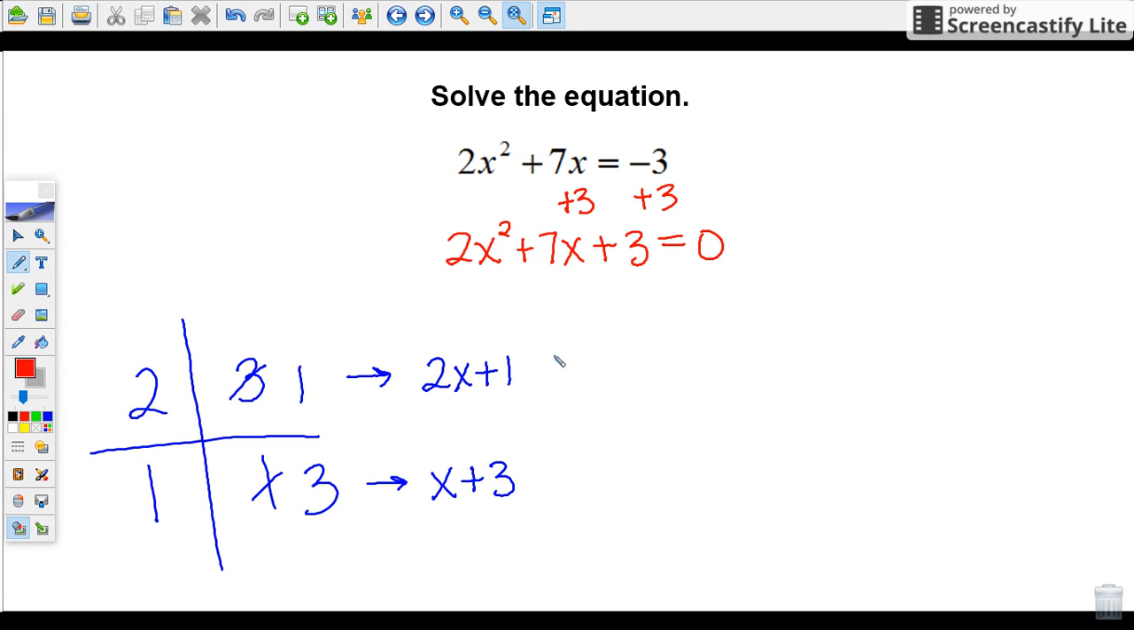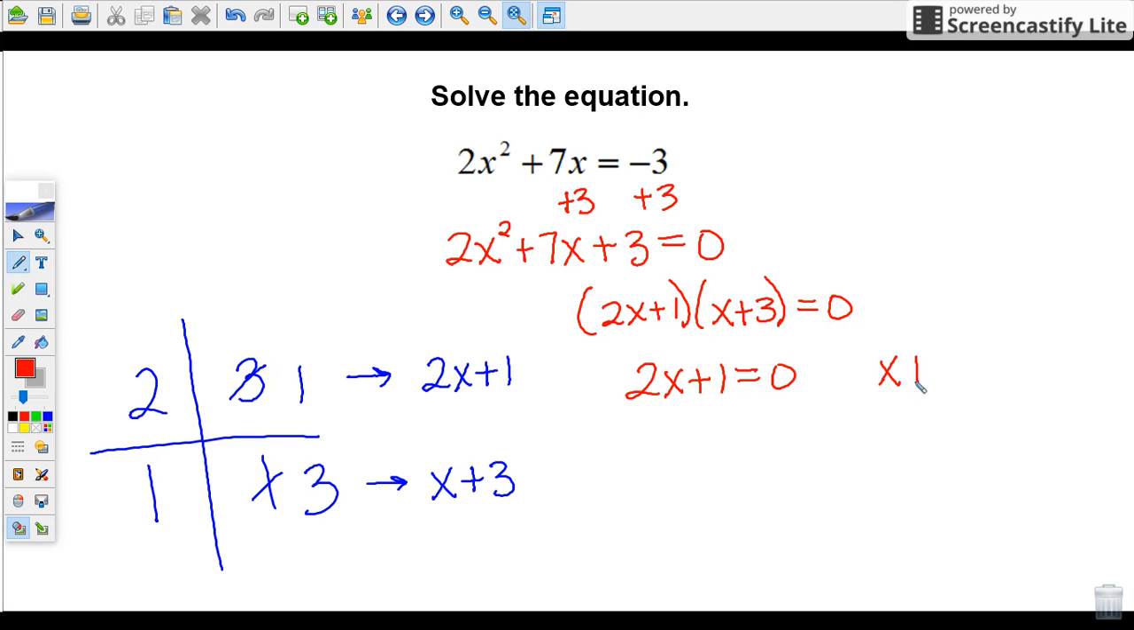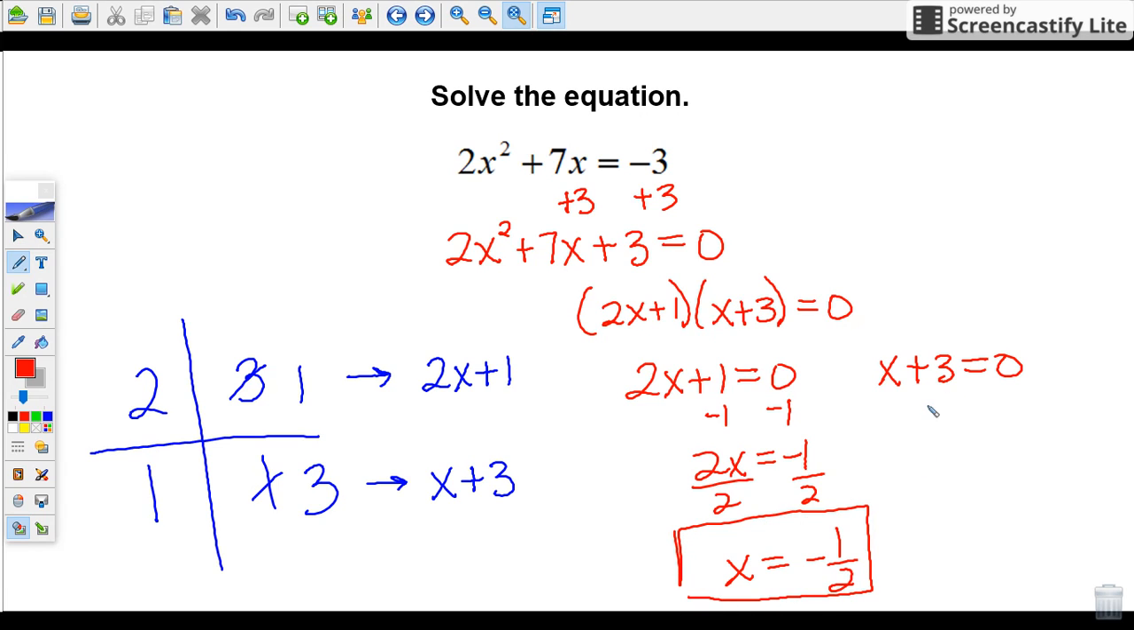So let me rewrite my polynomial over here in factored form. It's 2x plus 1 times x plus 3 equals 0. I take each factor now and set it equal to 0 using my zero product property. Subtract 1, 2x equals negative 1. Divide by 2, x equals negative 1/2. In the second one, I subtract 3, and I get x equals negative 3.